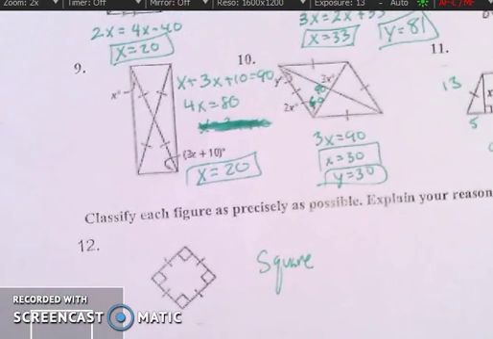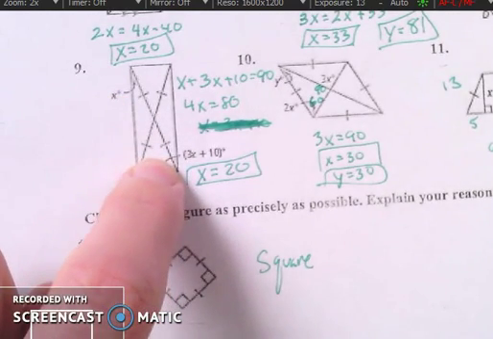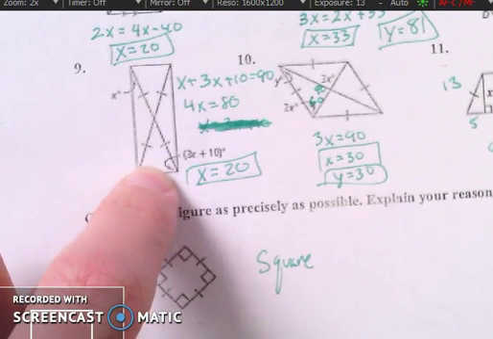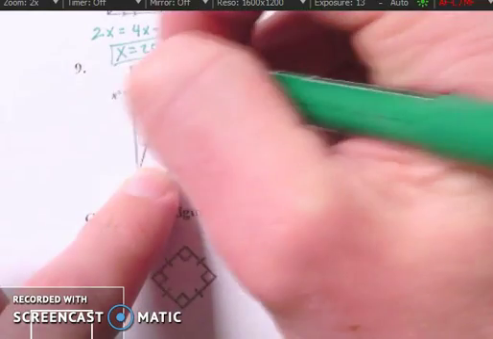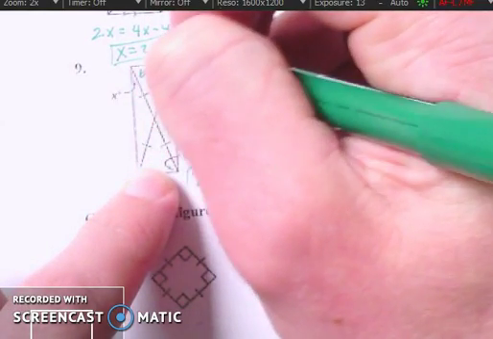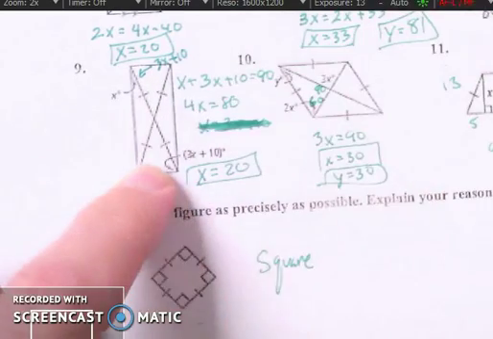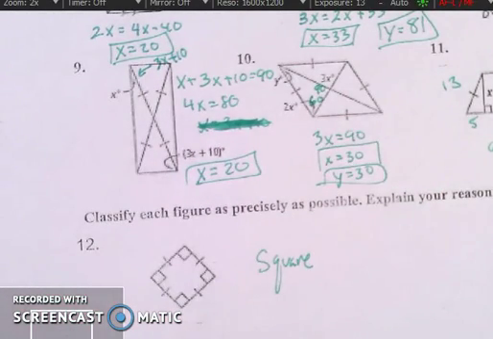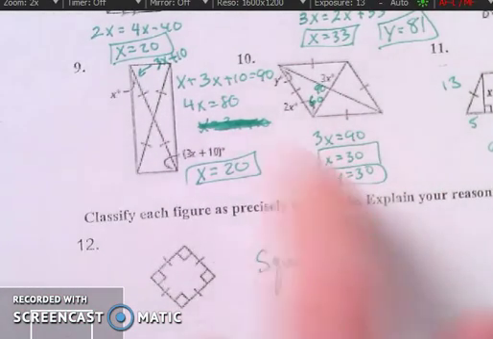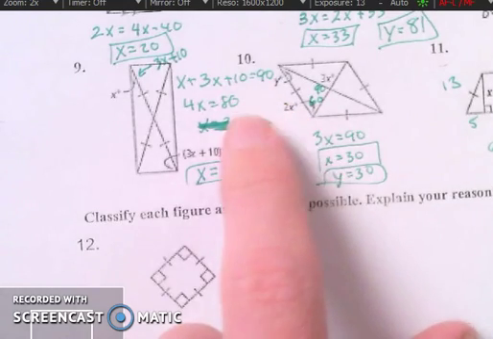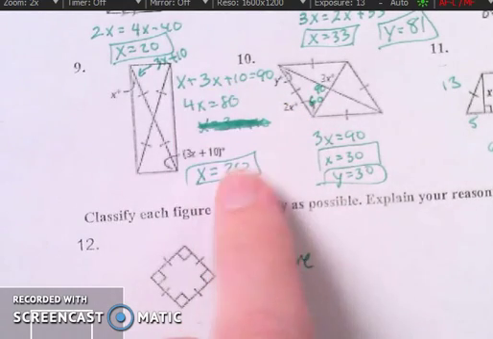Number 9. This one threw me for a loop at first, but x and 3x plus 10 are actually not equal to each other. But 3x plus 10 is equal to this piece up here, which means these two angles together should add to 90, because this is a rectangle that has congruent diagonals. So we add them up, set them equal to 90, and we get x equals 20.